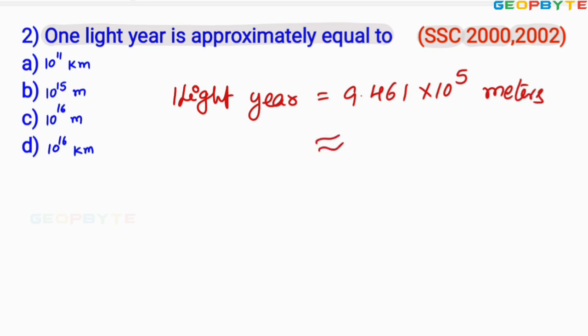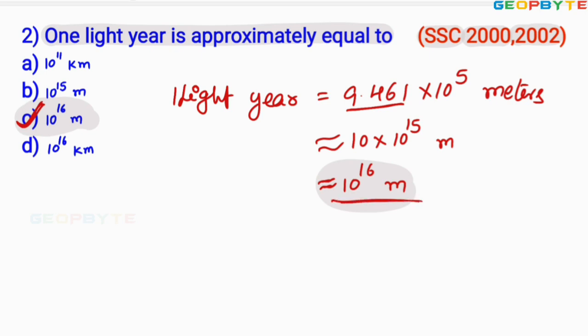Approximately it can be written as this: 9.461 I can write as 10, so 10 into 10 power 15 meters. 10 into 10 power 15 can be written as 10 power 16. It is the approximate value, 10 power 16 meters. Therefore, 1 light year is equal to 10 power 16 meters. Option C is absolutely correct. I hope you got my point. Let's go for the next problem.